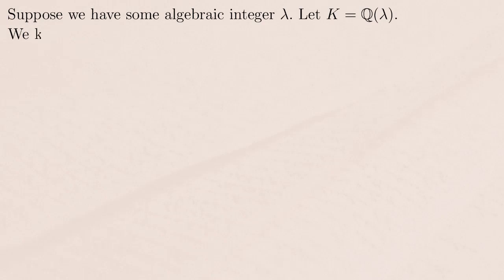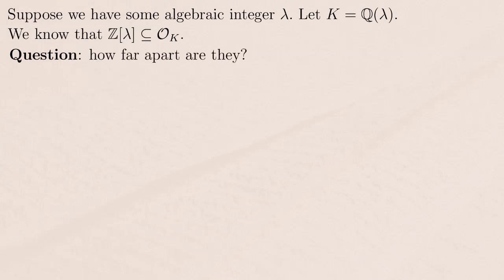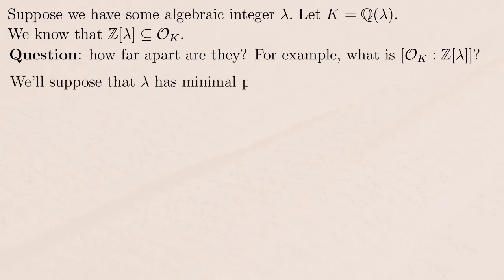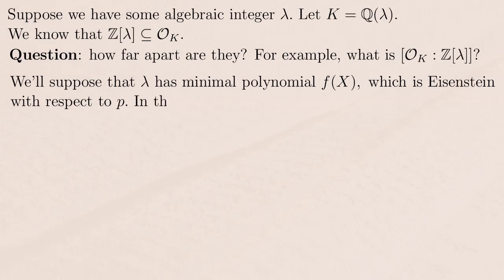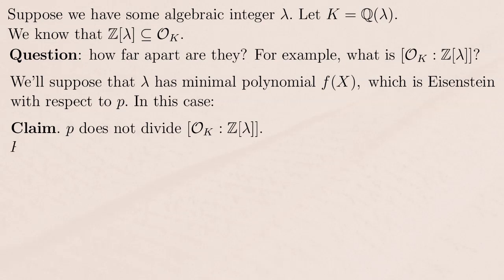So now let lambda be some algebraic integer again, and let k be q adjoin lambda. We know that the ring of integers of k contains z adjoin lambda. Our question is, how far apart are these two rings? For example, we might ask more precisely, what's the index of z adjoin lambda inside OK? Well, suppose that lambda has minimal polynomial f, and that f is Eisenstein with respect to p. And in this case, I'm going to claim that the number p cannot divide this index. Right, here's a proof.